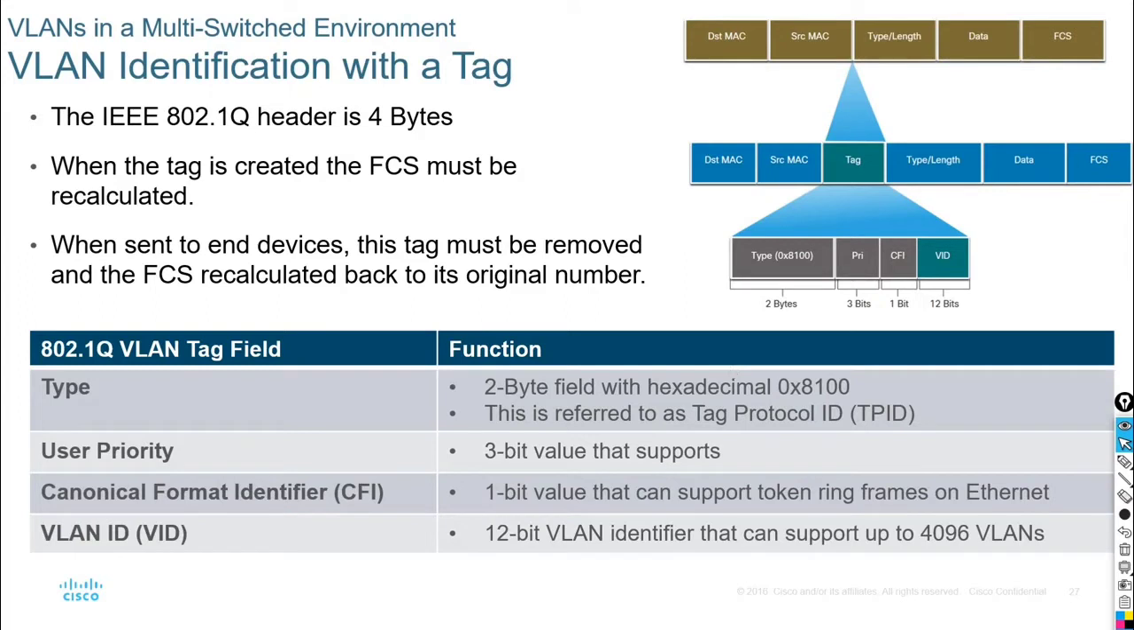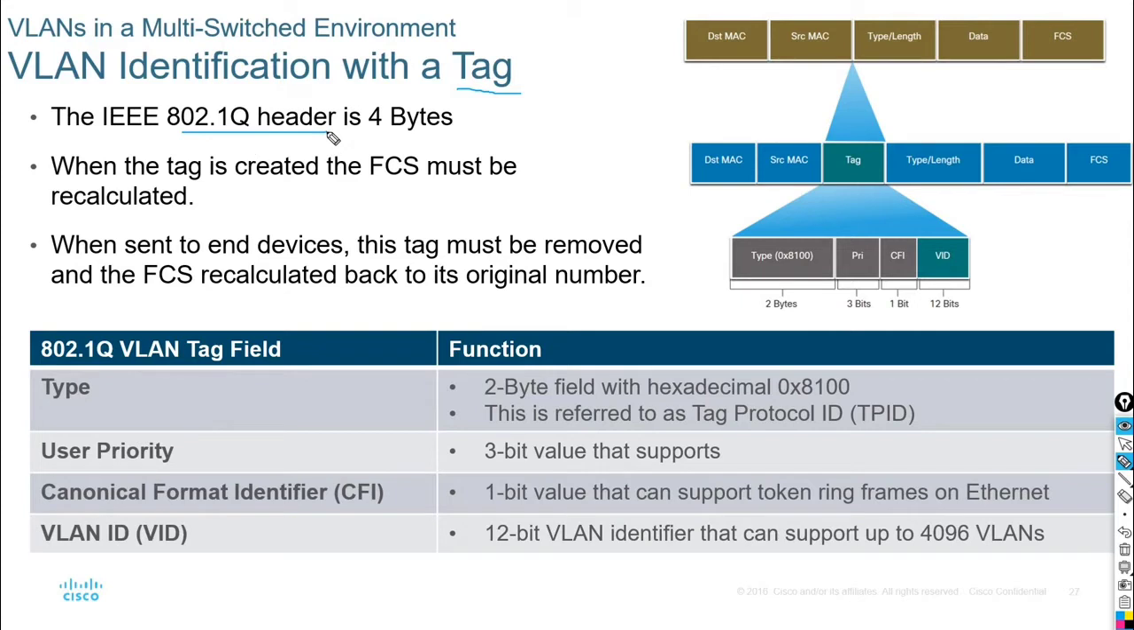VLAN identification with a tag. The standard Ethernet frame header does not contain information about the VLAN to which the frame belongs. For this purpose, when an Ethernet frame is placed on a trunk, information about the VLANs is added. This process is called tagging, which is accomplished by the IEEE 802.1Q header.